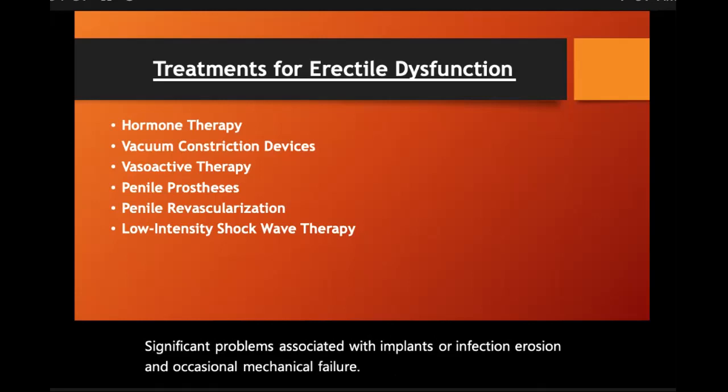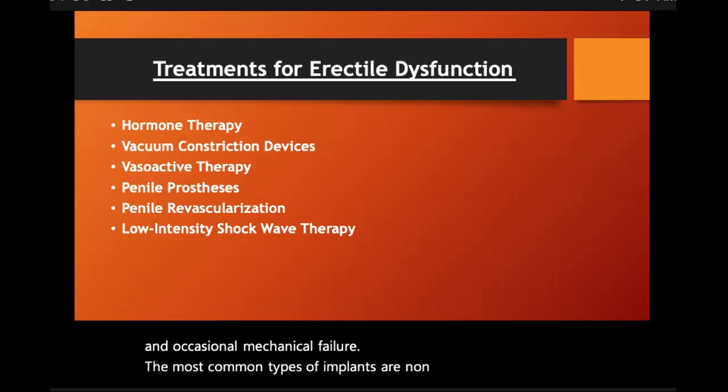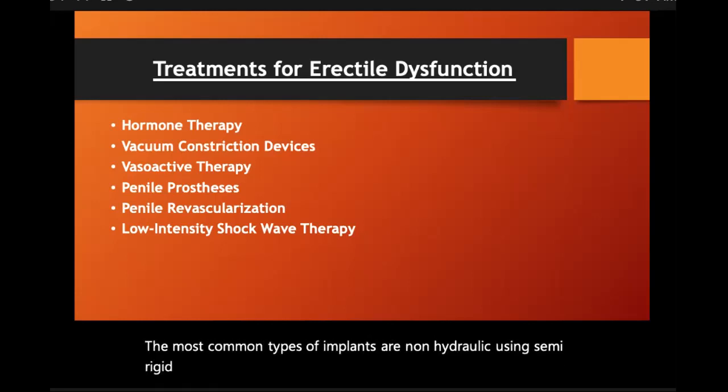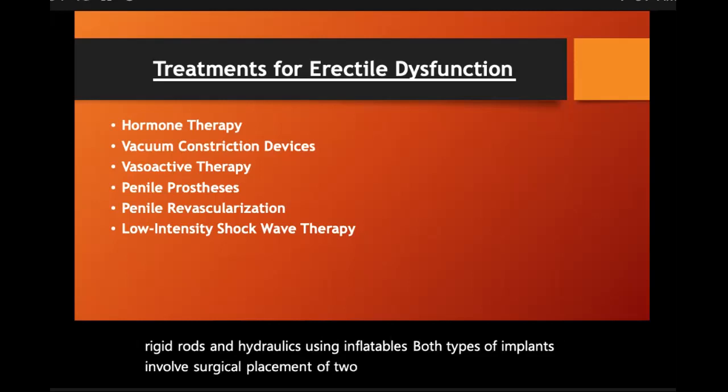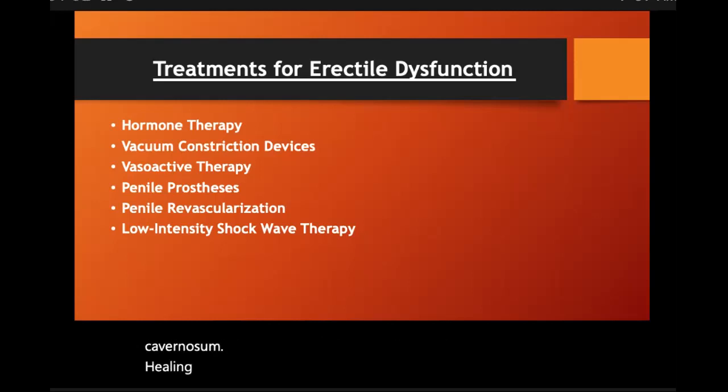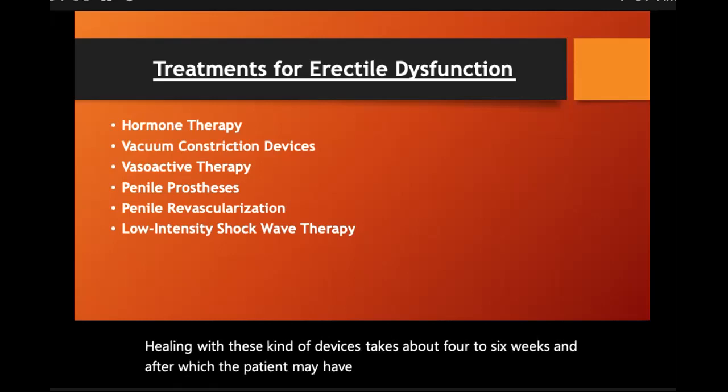The most common types of implants are non-hydraulic, using semi-rigid rods, and hydraulics, using inflatables. Both types of implants involve surgical placement of 2 cylinders inside the corpus cavernosum. Healing with these kinds of devices takes about 4 to 6 weeks, after which the patient may have intercourse.